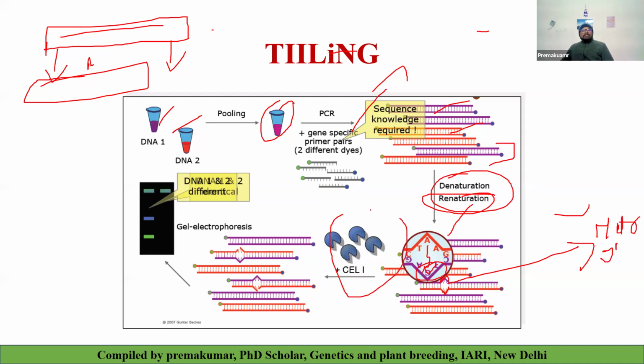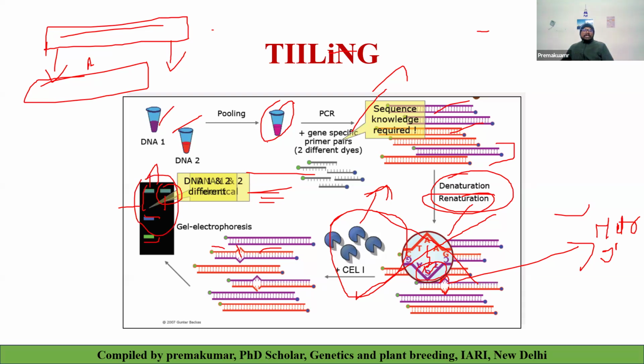There is one particular enzyme called CEL1 enzyme. The function of this CEL1 enzyme is to cut this heteroduplex. If the heteroduplex is cut, then instead of one long fragment, you will get two fragments, one here and one here. These smaller fragments we can detect. In this sample we have two fragments, but in this sample, sorry, three fragments, and in this sample only one single fragment.